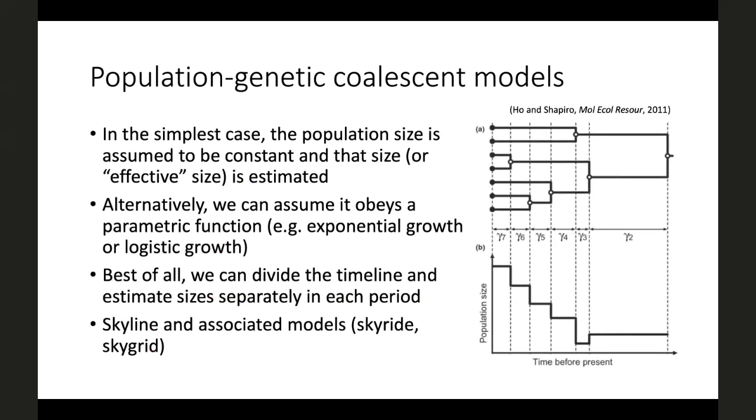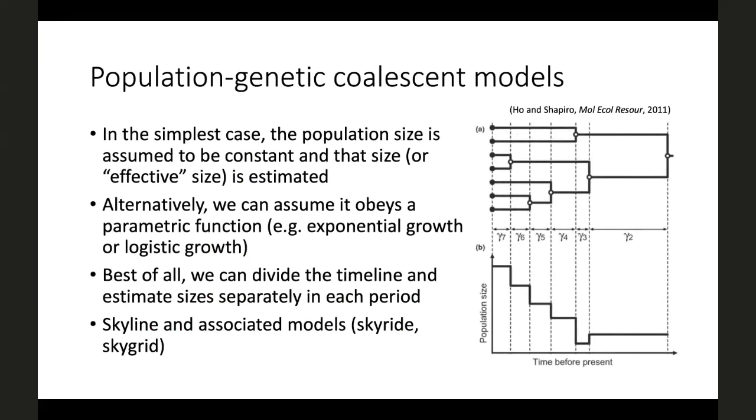But probably best of all is you can divide the timeline and estimate a separate size in each period. So on the right here, there's an example of a tree at the top. And in this model the dotted lines define time intervals, and it's estimating the size of the population within each interval, and you get a blocky diagram, like the one at the bottom right. That's called a skyline plot, and the blockiness is why it's called a skyline. There are various variations of this, most of which begin with the word sky.